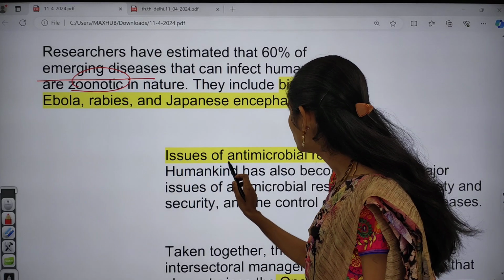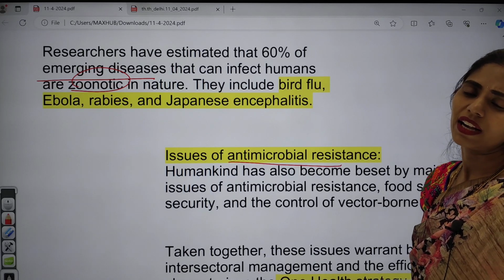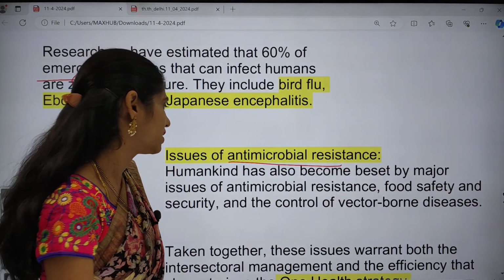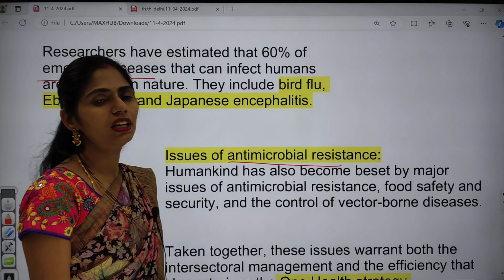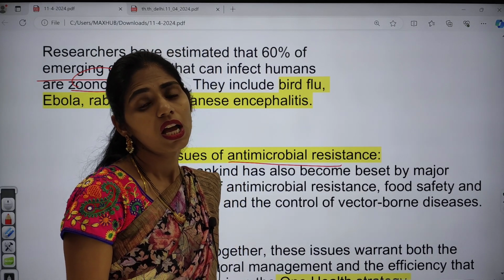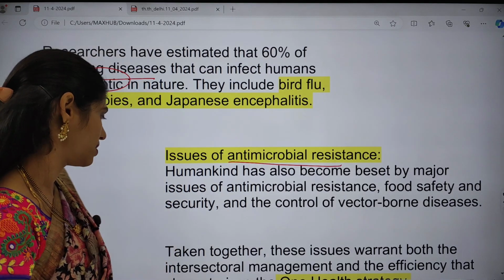And the next one is antimicrobial resistance, because of irrational use of antibiotics everywhere. We are seeing the development of antibiotic resistance. It is one of the important issues that we are facing, and it is becoming very difficult to control vector-borne diseases because of this increasing antibiotic or antimicrobial resistance.